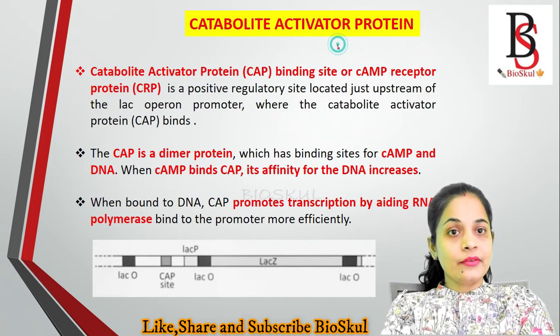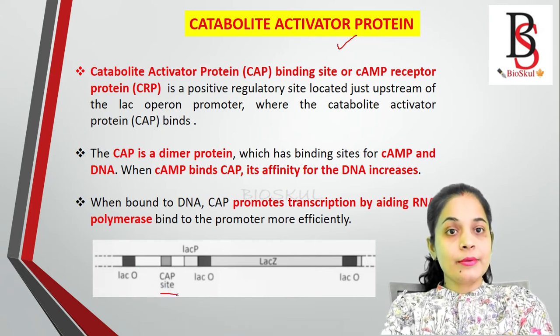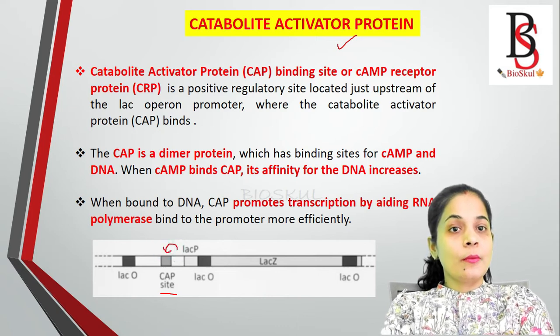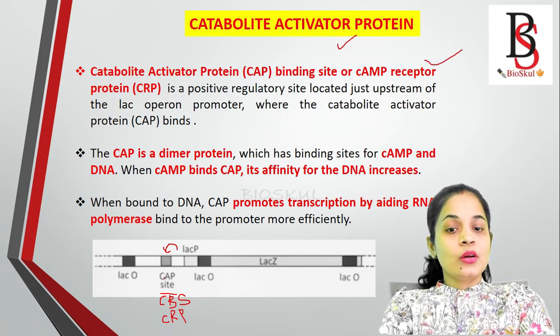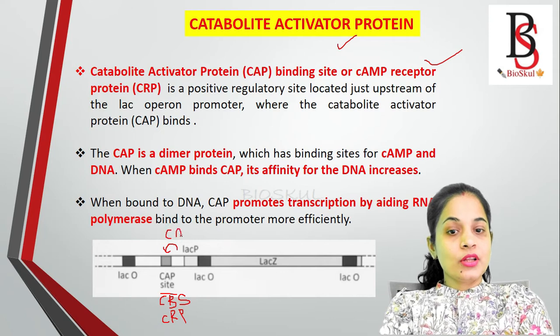The catabolite activator protein or the CAP protein binds to a site. The site is known as the CAP site or catabolite activator protein site. This site is present just upstream of the promoter region. The catabolite activator protein binding site is also called the CBS, or we can also call it the CRP. CRP is the cyclic AMP receptor protein. So this CAP protein binds to the CAP site.